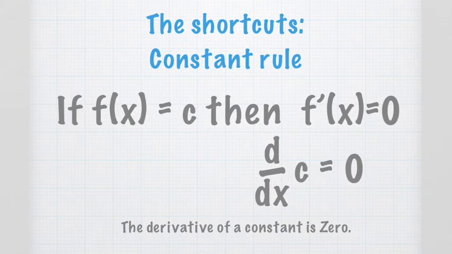Next up, the constant rule. So if you know that f of x is some constant, some value, then the derivative of f of x is always going to be 0. The derivative of any constant will be 0. Hint, hint, put this in your notes.